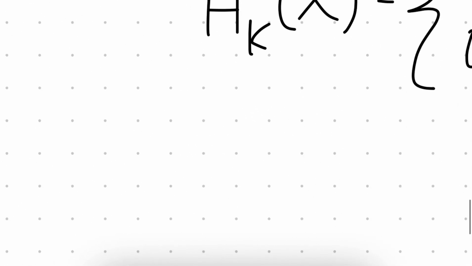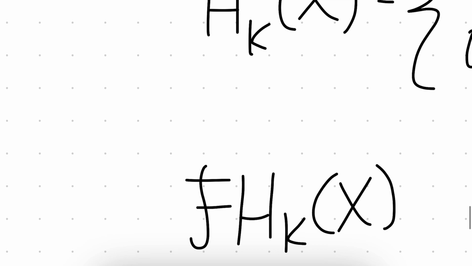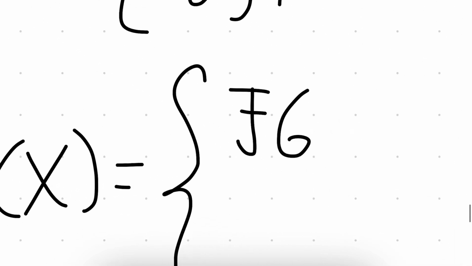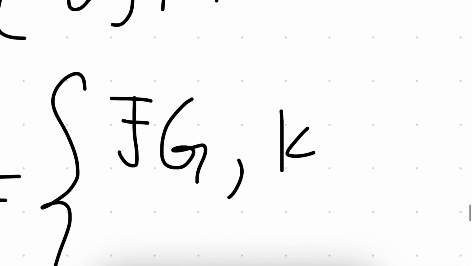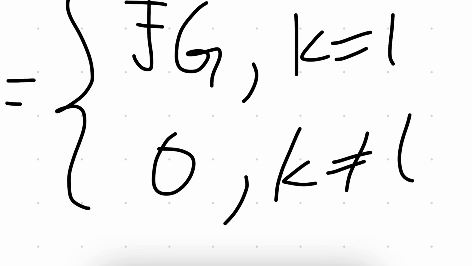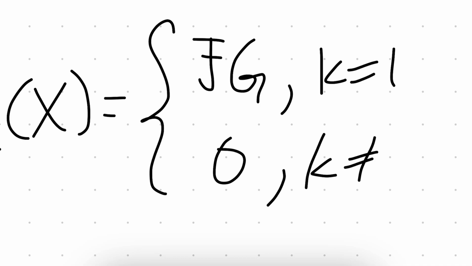And of course, our Femboyized version. So F H_K of X is FG for K equals 1 and the trivial Femboy group for K not equal to 1. Not equal to 1, not 0. Okay.